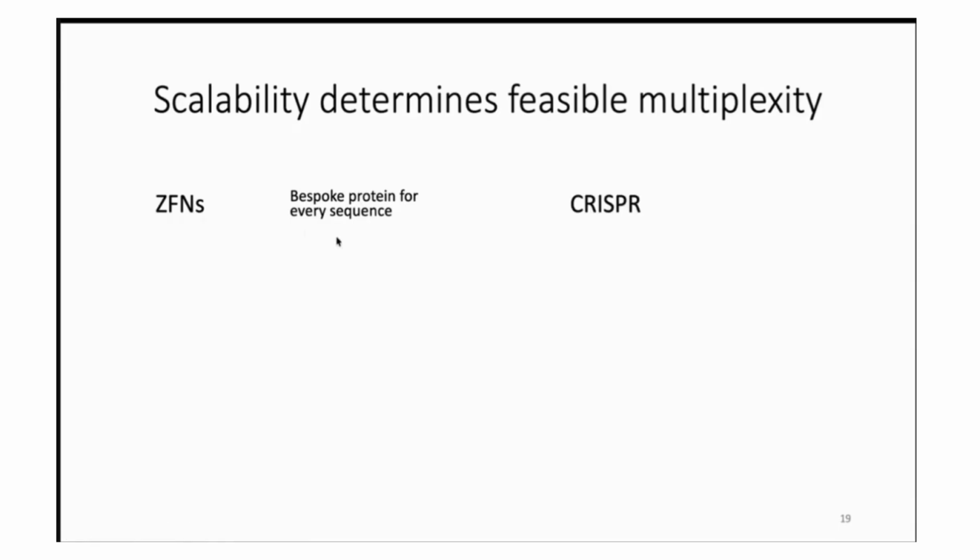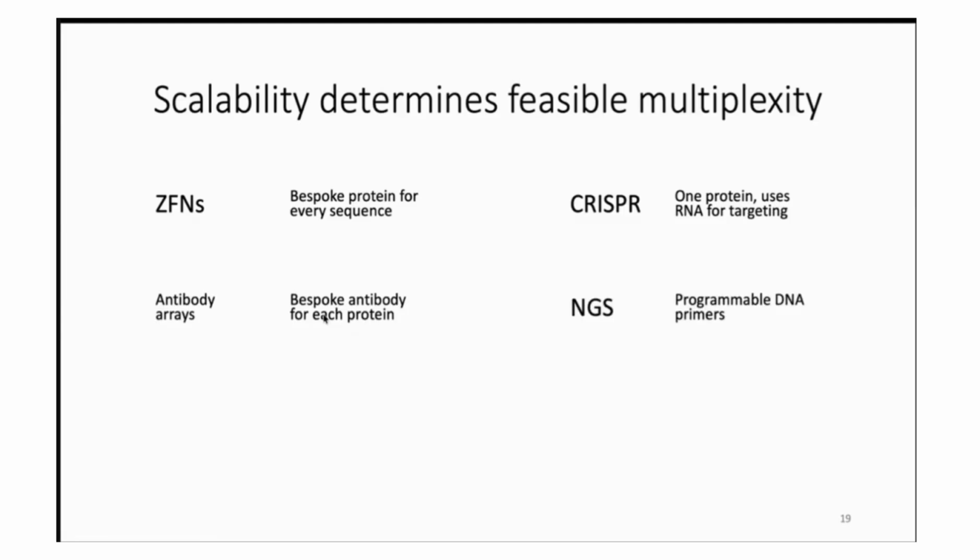In comparison, CRISPR became much hotter, much bigger, because all you need to do is to co-express a little RNA, a guide RNA, and then you can target whatever you want. So it's just much easier to use, right? It's much more scalable. Antibody arrays is a similar situation. You have to have a bespoke antibody for each protein, and people do use them, but not nearly as much as the next-gen sequencing, where you just have to program some primers, and then you can just measure any kind of gene you want.